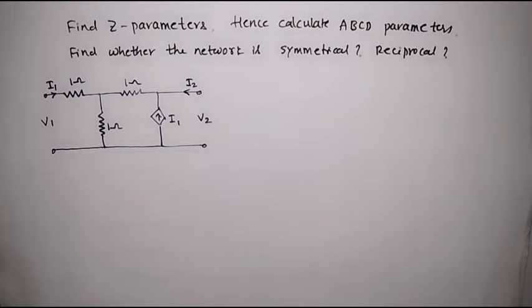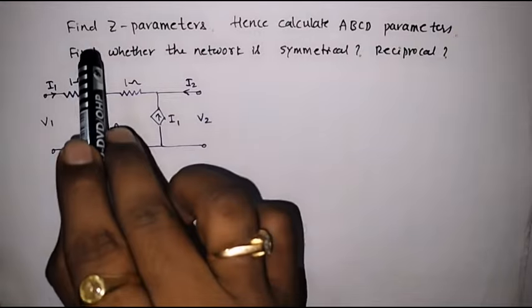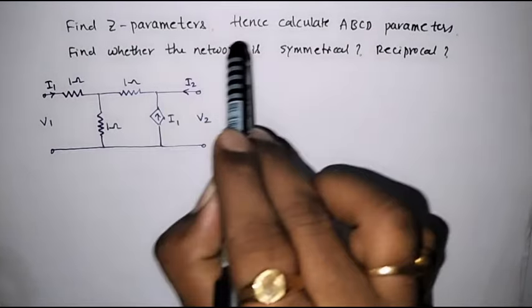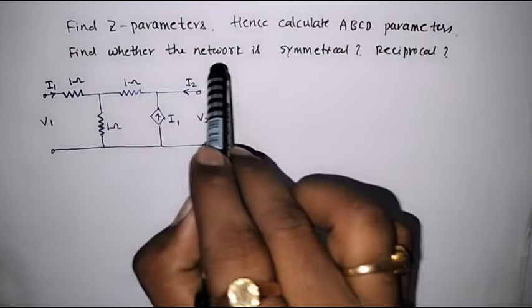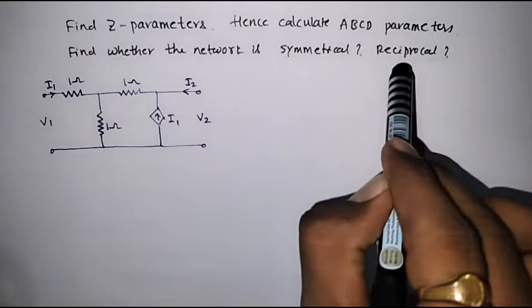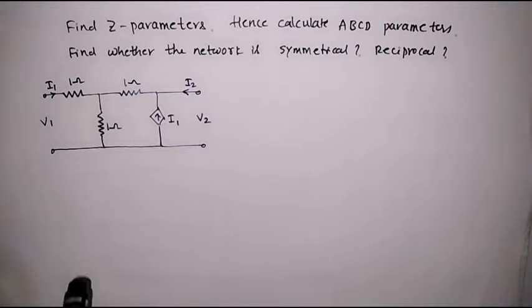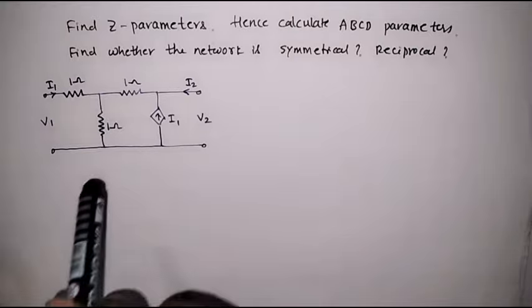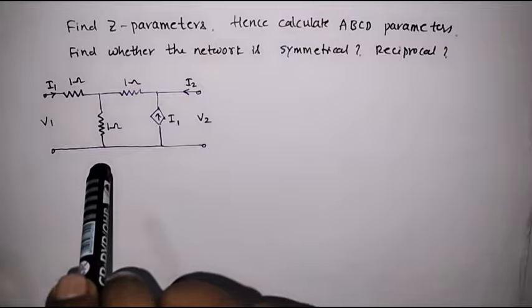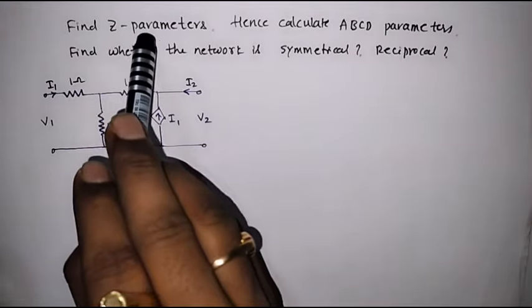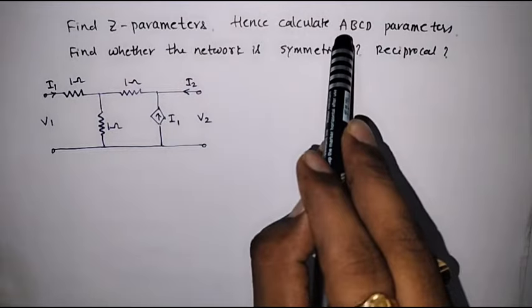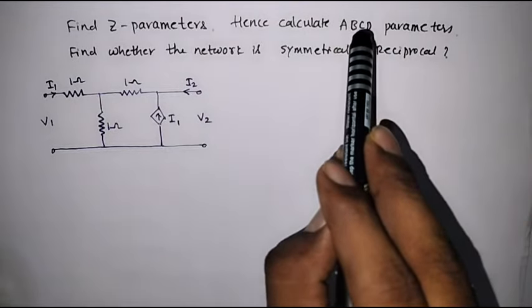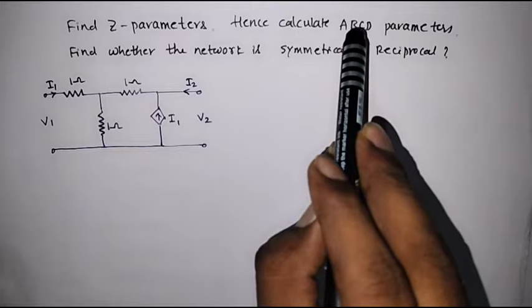Let's take one example on Z parameters. Find Z parameters, hence calculate ABCD parameters. Find whether the network is symmetrical or reciprocal. Here the network is given. For this network we are supposed to calculate the Z parameters. Later, with the help of the Z parameters, we are supposed to calculate the ABCD parameters, also known as transmission parameters.